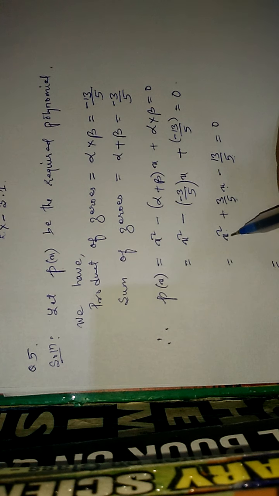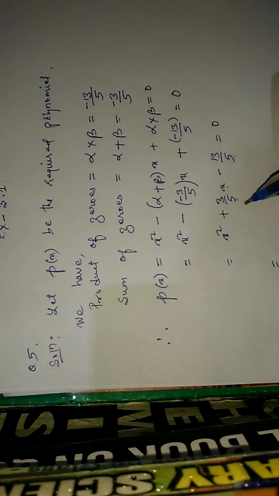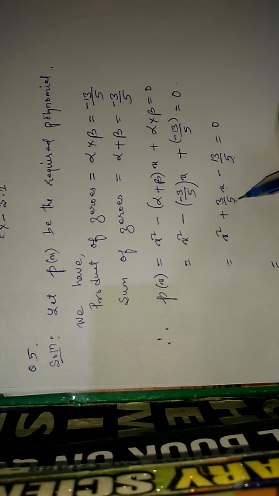We have three terms, so you have to multiply each term by 5. Actually, you have to take the LCM of these denominators and multiply that LCM with each term. The LCM of 5 and 5 is 5, so we multiply by 5.